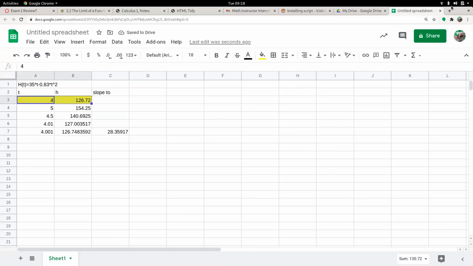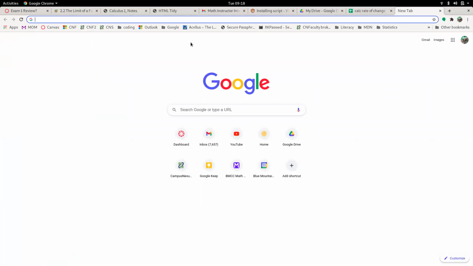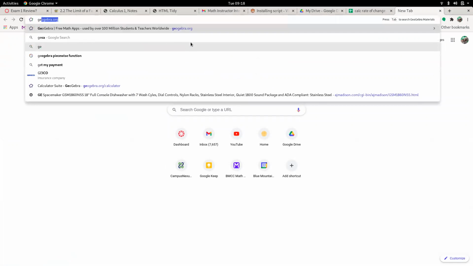And you could do it graphically too. Let me label this. This is calc rate of change. Always a good day to get a label on spreadsheets. I like GeoGebra lately.